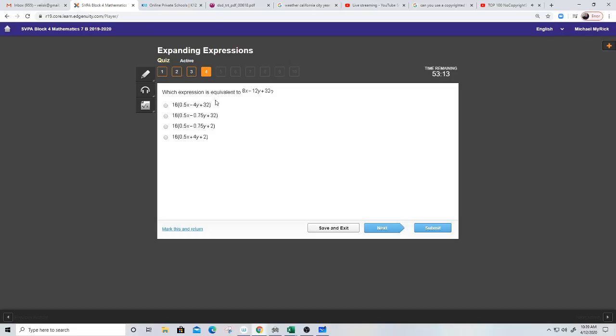Which expression is equivalent to 8x minus 12? So, super cool. Notice how this is all 16 times a half x. That's all going to be 8x. Now, is 16 times negative 4y negative 12y? No way. In fact, we can see that for 16 to get smaller than 16, it's got to be multiplied by a number smaller than 1.